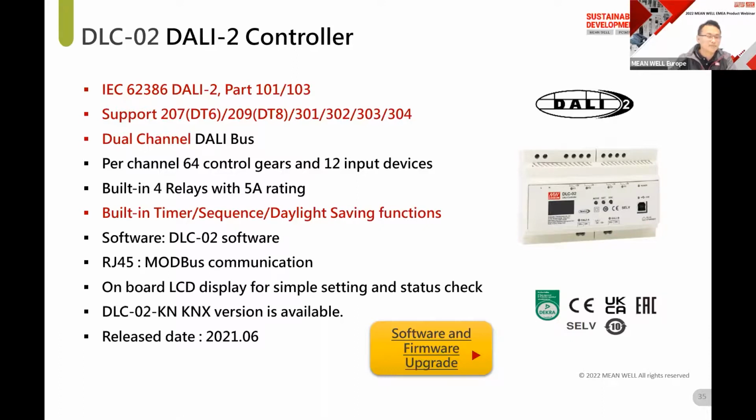All parameters can be set by the DLC02 software. The software can be downloaded from the MEANWELL website. Additionally, DLC has a KNX version as a gateway for the KNX lighting solution. Maybe some of you have experience with DLC. You are always welcome to give us feedback. We will keep fine-tuning the functions and make it more useful and more powerful.